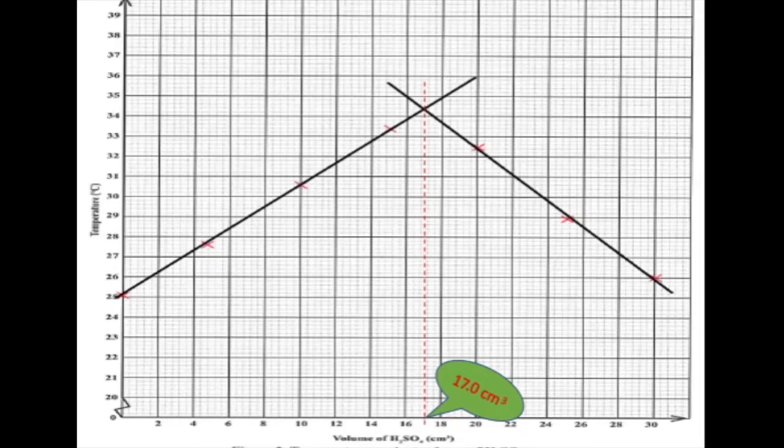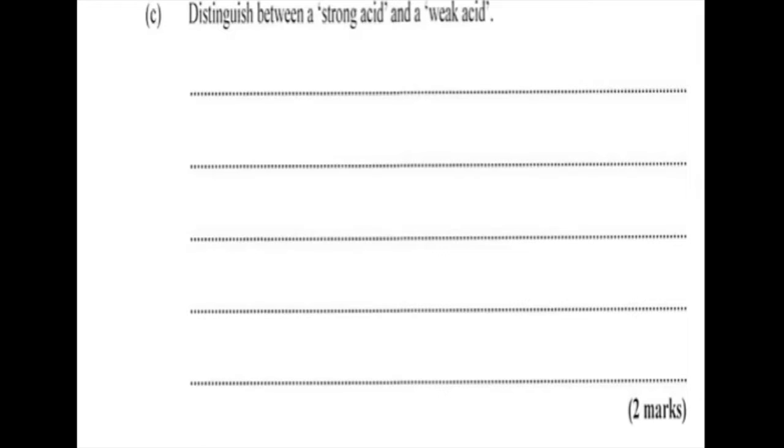And we're going to hold on to this value. This value is very important. So it means that when we would have added 17 centimeters cube of the acid, we would have reached our endpoint. That is very important because we're going to use this value now to help in our other calculations that are coming up. But just before we get into the calculations, the next question, part C, says we should distinguish between a strong acid and a weak acid.